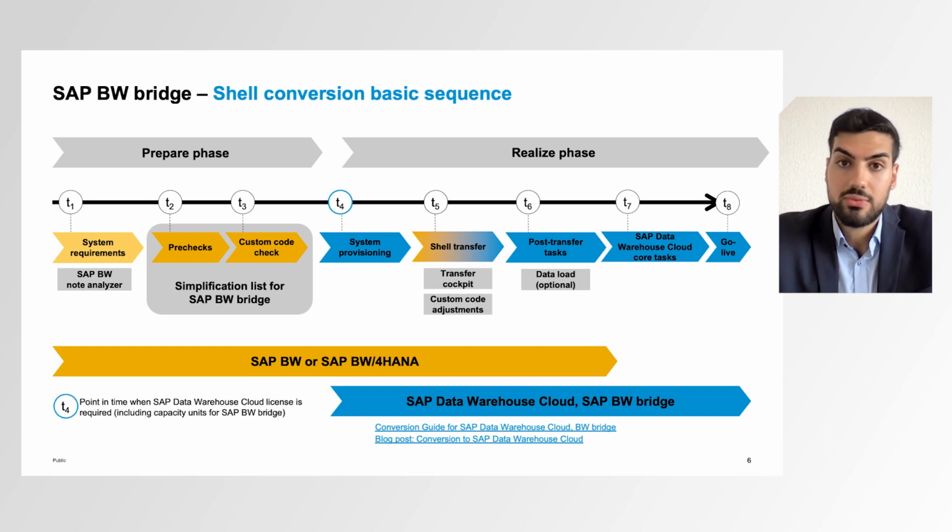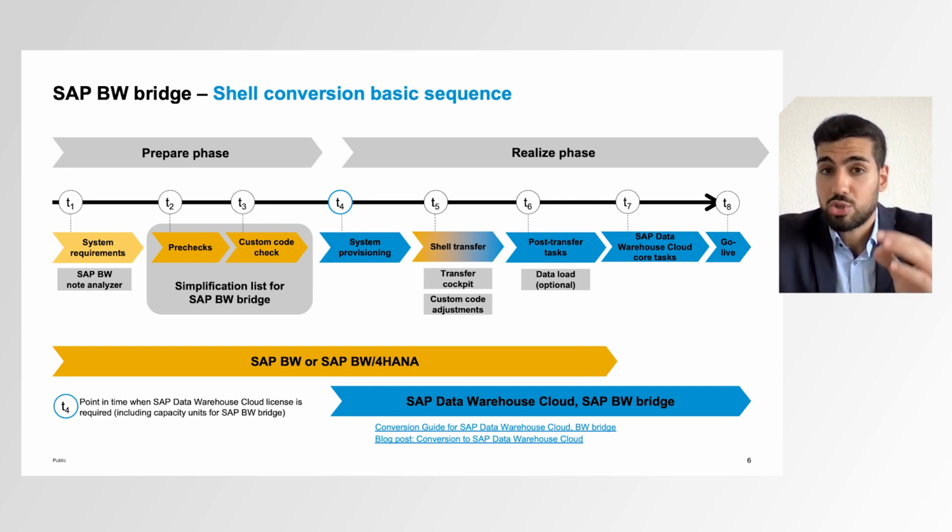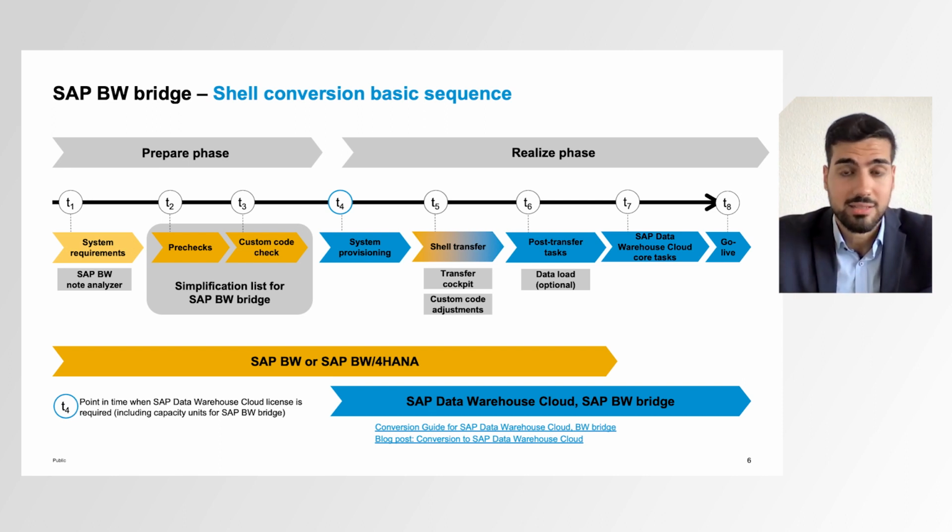Next, we continue with T5, which deals with the actual conversion, here referred to as shell transfer. For this, we are providing our customers a dedicated transfer cockpit and task lists so that it's quite easy for our customers to transfer the SAP BW on-premise artifacts using the transfer cockpit and the task list directly into SAP BW Bridge. And also here, as part of T5, as part of shell transfer, of course, we have to adjust the custom code as identified during the prepare phase.